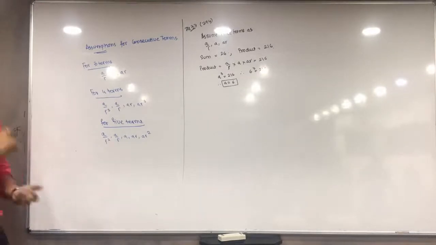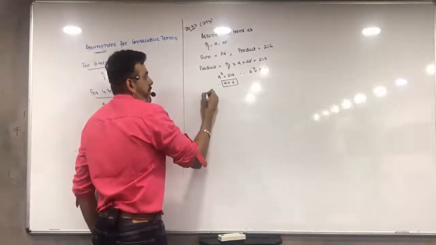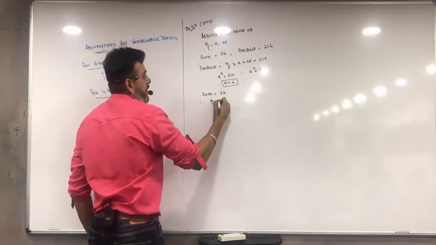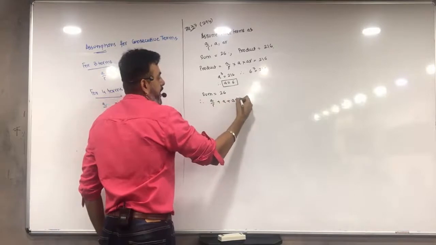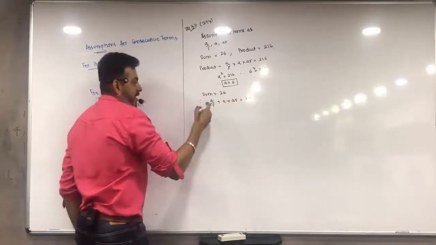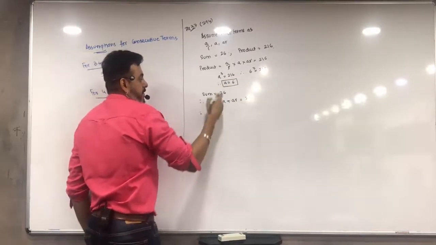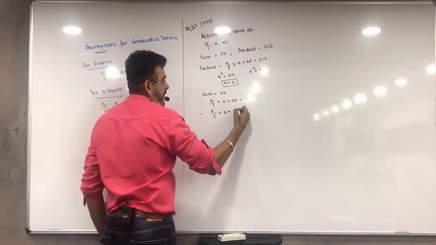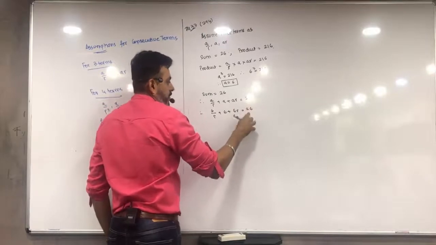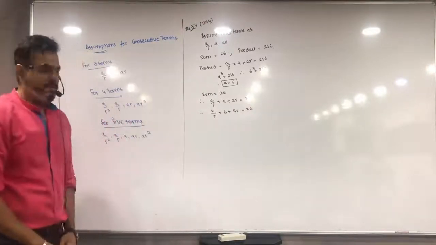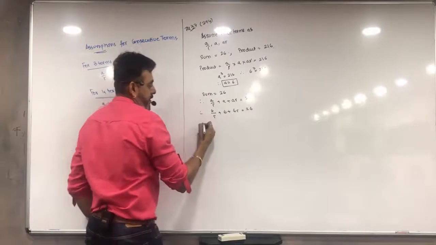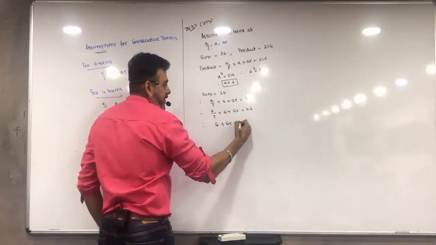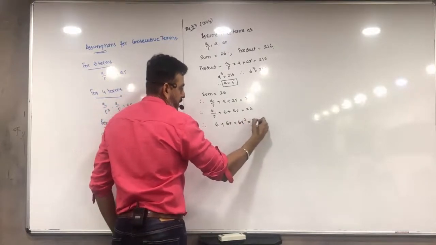Now, sum is equal to 26. Therefore, A by R plus A into R is equal to 26. What is A? A is 6. 6 by R plus 6 into R is equal to 26. Taking LCM and cross multiplying, therefore, 6 plus 6 into R plus 6R square is equal to 26R.